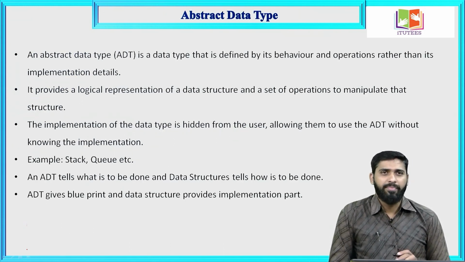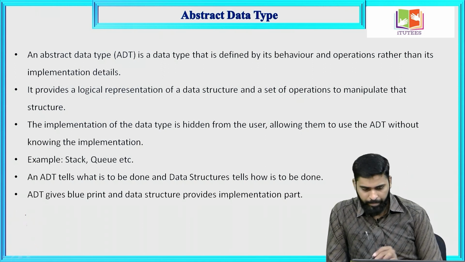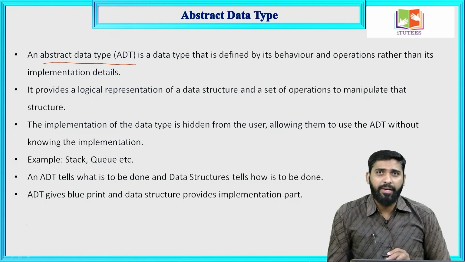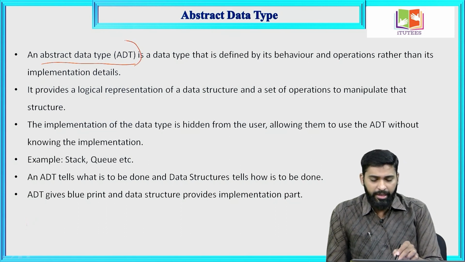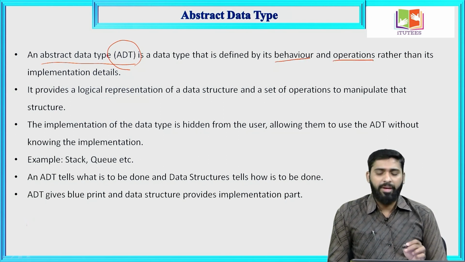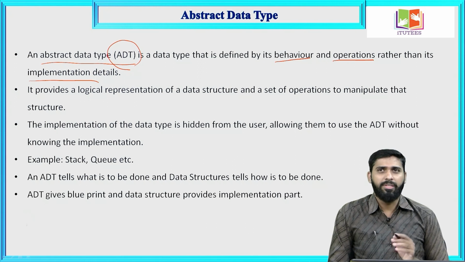Abstract data type. An abstract data type is a data type that is defined by its behavior and operations rather than its implementation details. So what is it? Here we are going to design one abstract data type. This ADT defines the behavior and operations rather than its implementation. That means the user does not know the implementation of the data type, but they are going to use the data type. So that is an abstract data type.